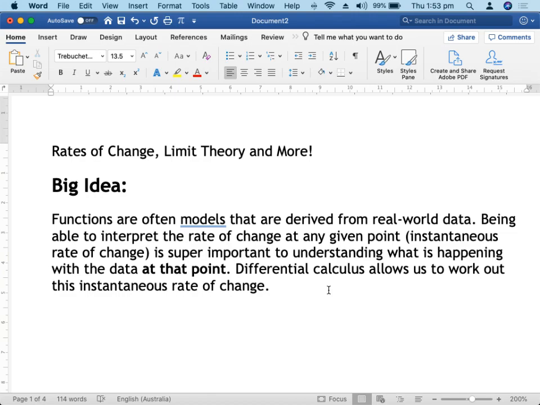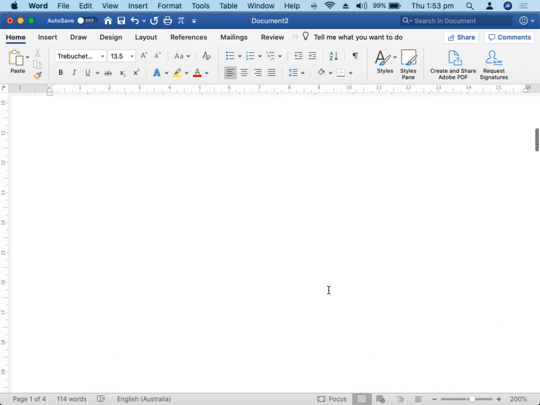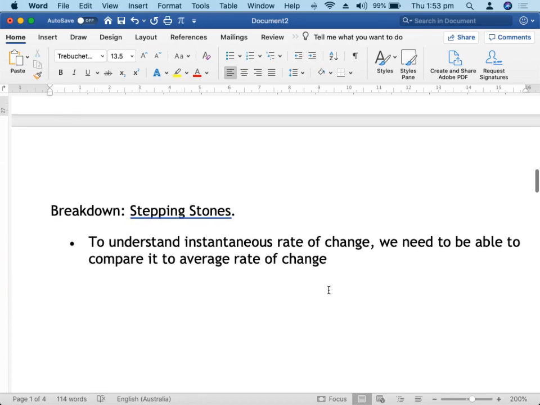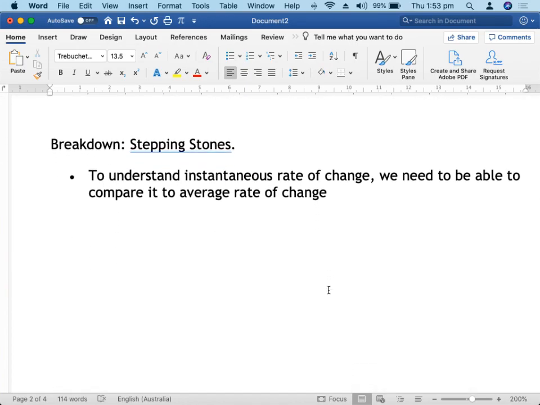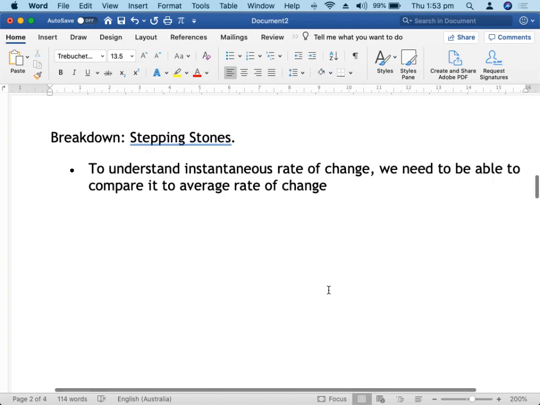In order to do that, I need to break it down into a few different ideas. These are the stepping stones. To understand the instantaneous rate of change, we need to be able to compare it to the average rate of change. And to understand what all that means, you need to know what those things signify, what average rate of change means, etc.